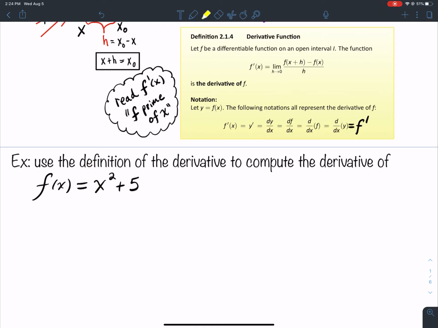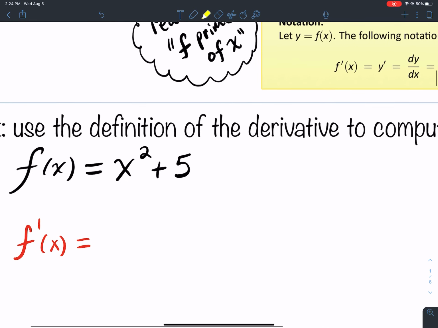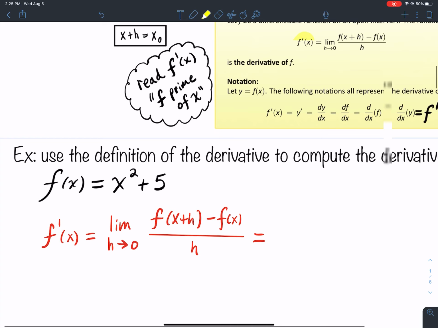Now, to do this, I start with the definition, okay? I'm looking for the derivative. So I'm going to write it. The derivative, f prime, is equal to what? What does it say the definition is? Limit as h goes to 0 of f of x plus h minus f of x over h. So I'm literally going to write the definition.